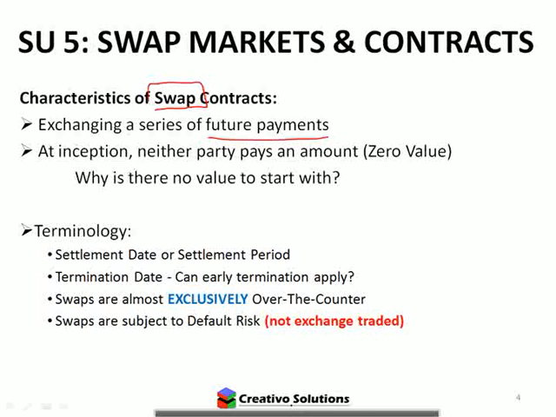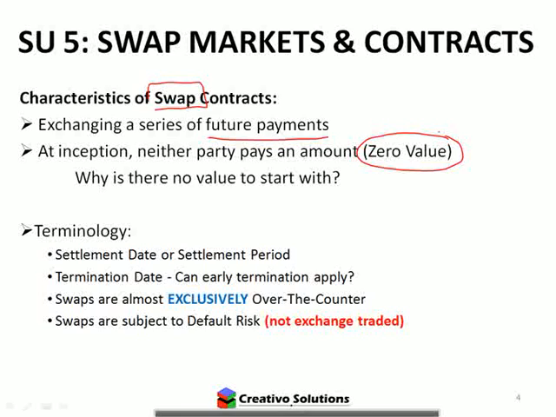At inception, what happens? Well, neither party pays an amount. Why do we have that? It's similar to one of the other derivatives we looked at. Because the contract doesn't have any value. And you don't create unfair scenarios, I suppose, unfair profit, if someone gets paid out initially for nothing. Like an option, which doesn't have this. An option has a value at the start of the contract.